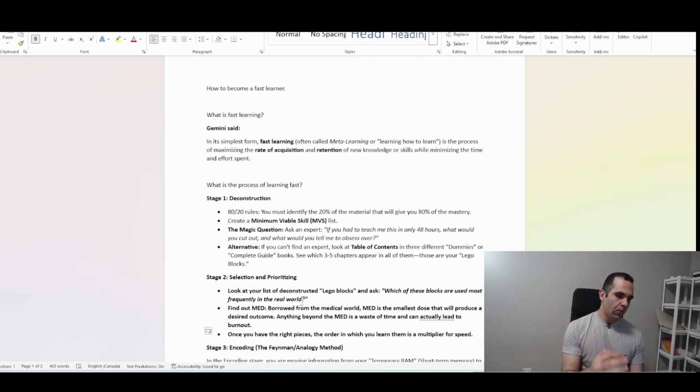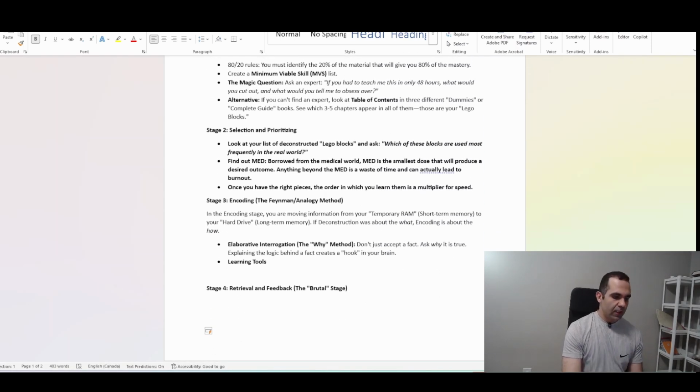So we have four important stages for fast learning: deconstruction, selection and prioritizing, encoding, and retrieval and feedback. By following these four stages, we can have a really fast learning process. This was the application of environment-based design. We used these design methodologies to interact with AI in a different way.